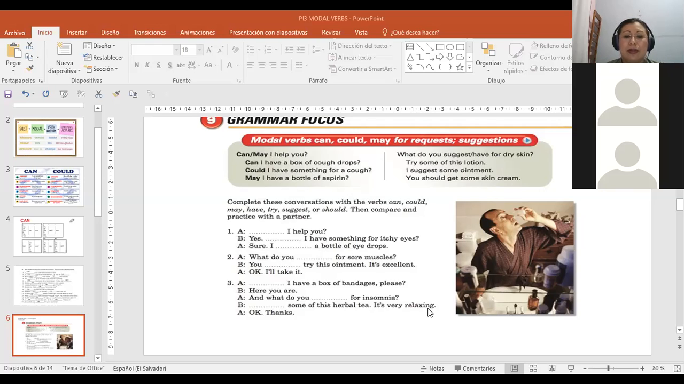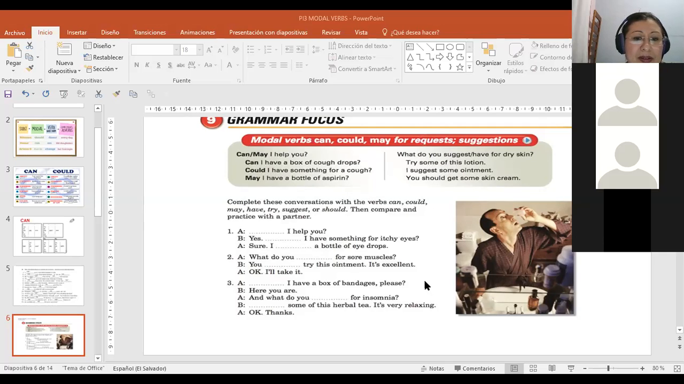Okay. Next. What do you suggest for sore muscles? You can try this ointment. Excellent. Okay, I'll take it.